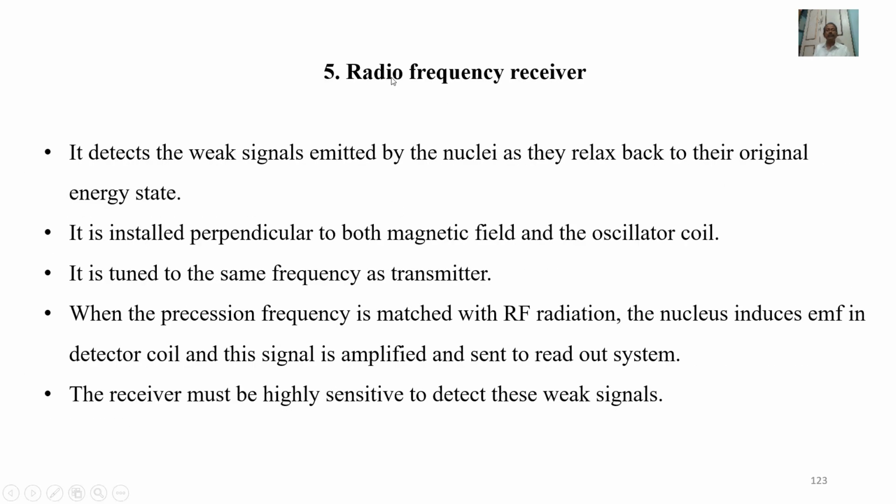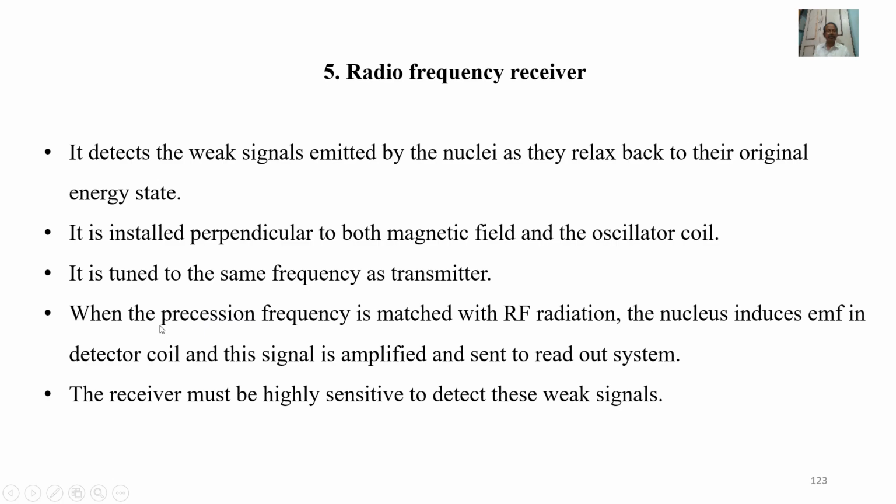Fifth one is radio frequency receiver. It detects the weak signals emitted by the nuclei as they relax back to their original energy state. It is installed perpendicular to both the magnetic field and the oscillator coil. It is tuned to the same frequency as the transmitter.